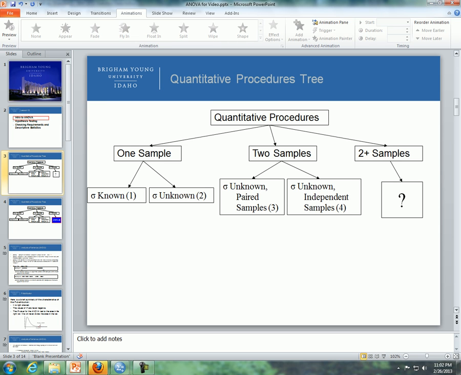Okay, so let's review Unit 2, where we dealt with one sample, two samples, and now we'll be dealing with 2+ samples. So if you remember, when we deal with one sample or one mean, we either have standard deviation known or unknown. And when we deal with two samples, we have paired data or matched pairs, or we have independent samples. But now when we deal with more than two samples, we gotta use some type of method, and therefore, voila, we have analysis of variance.